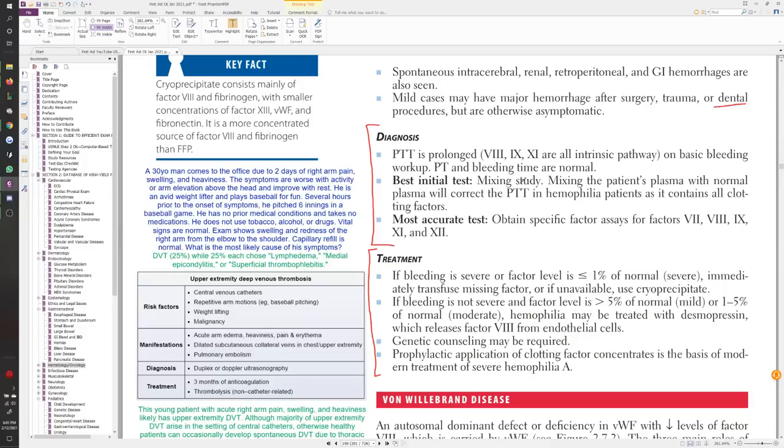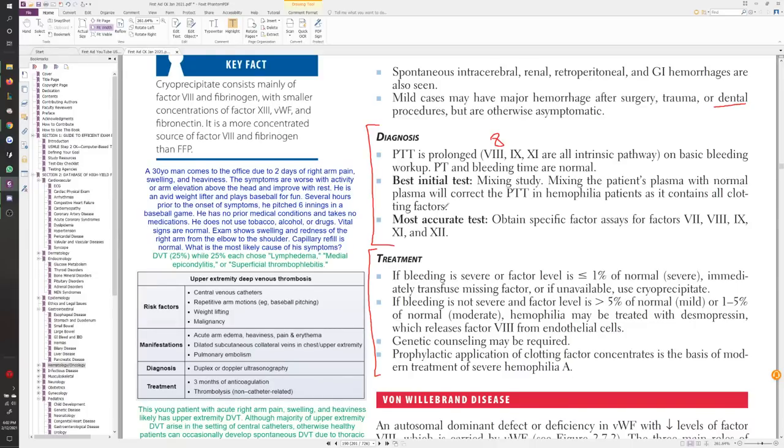Best initial test is to do the mixing study, like we just talked about. If this is a person who's missing factor 8, and I take plasma from a normal, healthy individual and mix it into his plasma, it should correct the PTT elevation because now there's factor 8 coming from the normal plasma. Mixing the patient's plasma with normal plasma will correct the PTT because you replenished the missing factor. It will not help someone who has an inhibitor in their plasma, though.